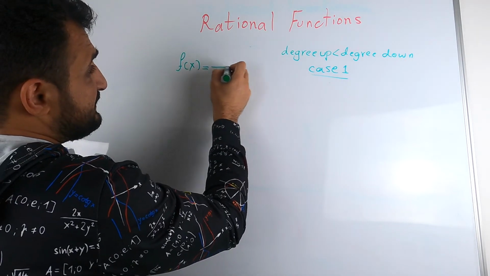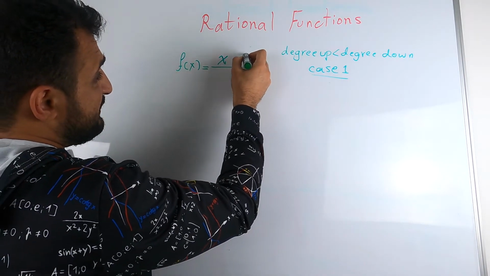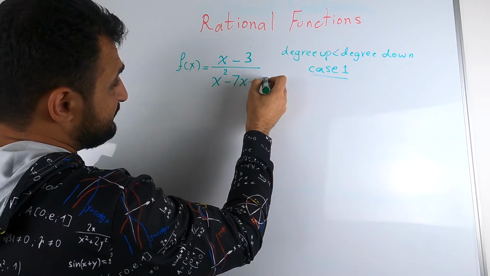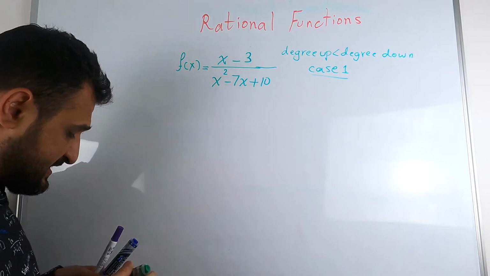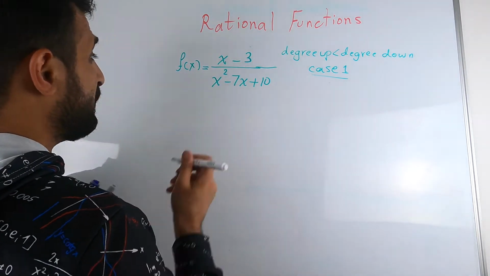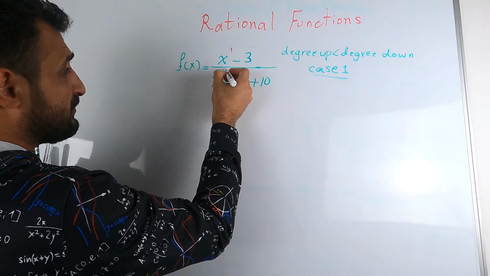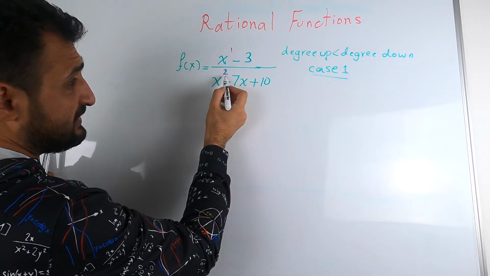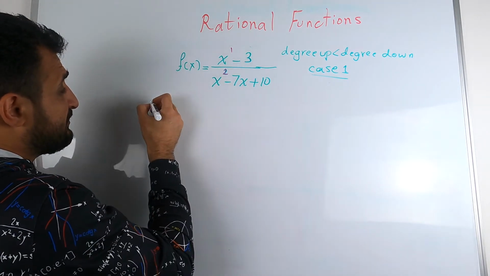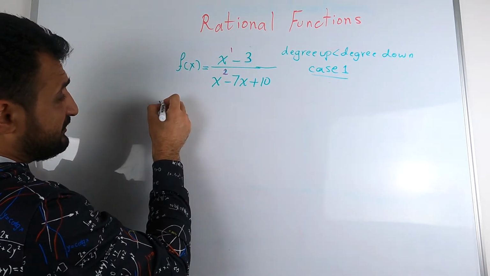f(x) equals to x minus 3 over x power 2 minus 7x plus 10. So what is the highest power up? 1. What is the highest power down? 2. So degree up is 1, degree down is 2. So degree up is less than degree down. This is case 1. Step 1, I will start with vertical asymptotes.